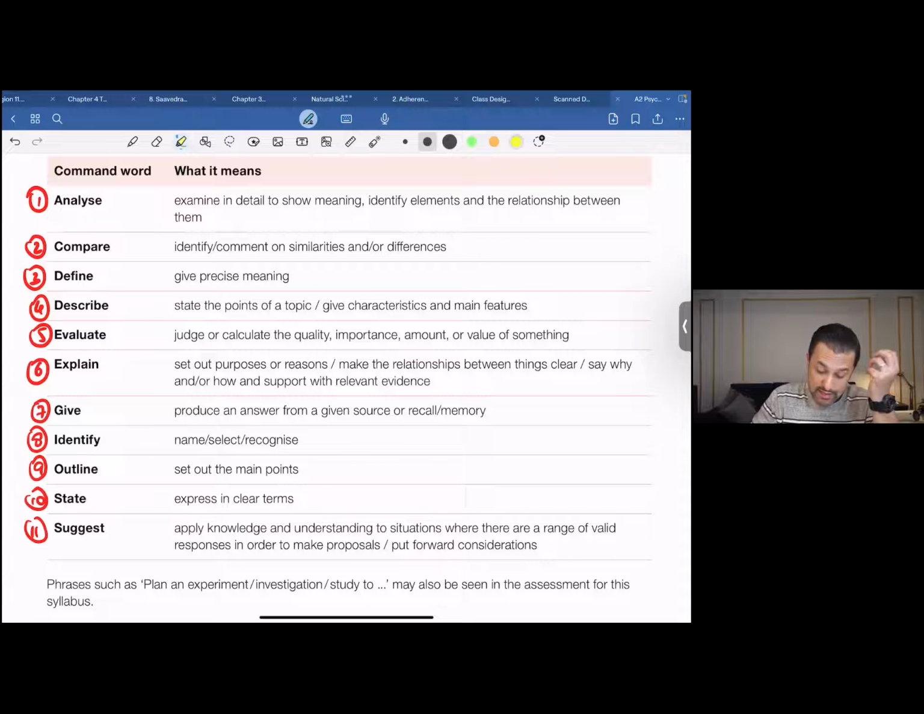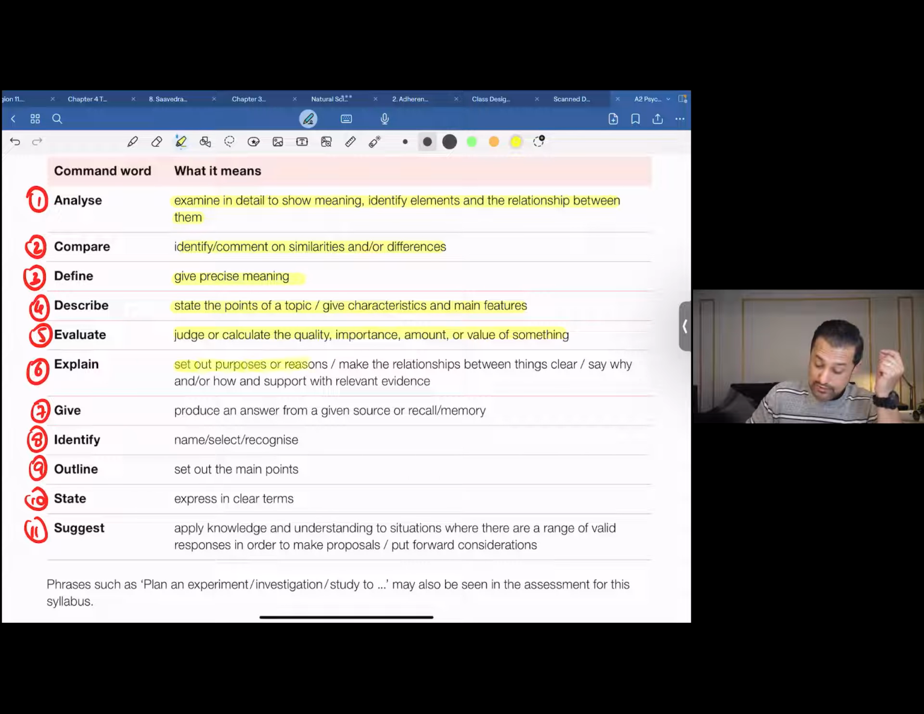Analyze is examine in detail to show meaning, identify elements and the relationship between them. Compare is when you're expected to identify and comment on similarities and or differences. Define is give a precise meaning, right? Precise. Describe is state the point of a topic, give characteristics and main features. Evaluate is judge or calculate the quality, importance, amount, or value of something.